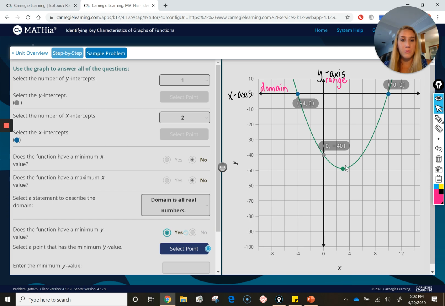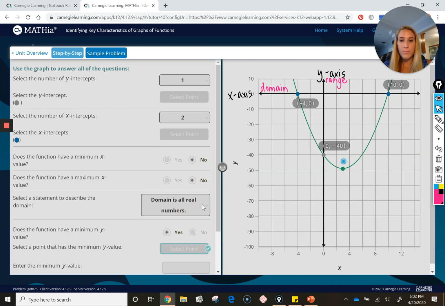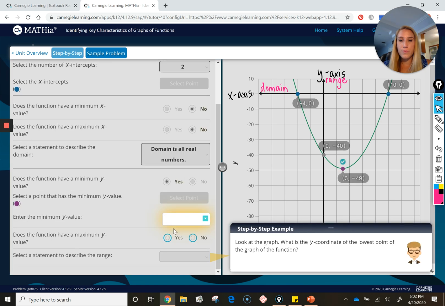Plot our graph, which is right here. And then we're going to enter the minimum y value. It asks for a coordinate point for this minimum value, but I need to know which is the y value. If you remember, every coordinate point is written as x, y. The minimum y value would be negative 49.